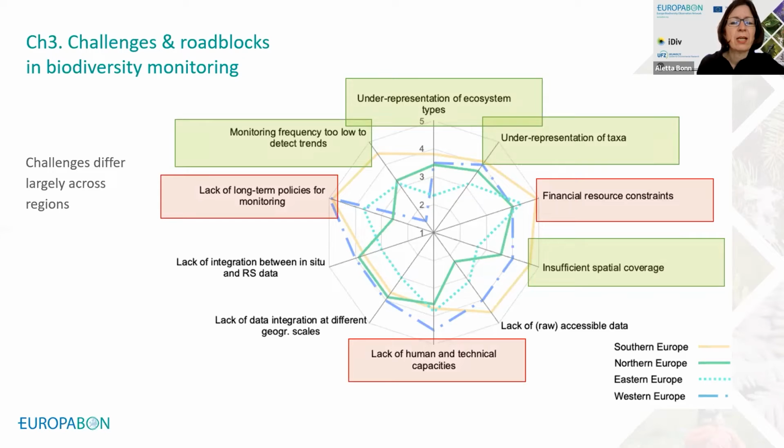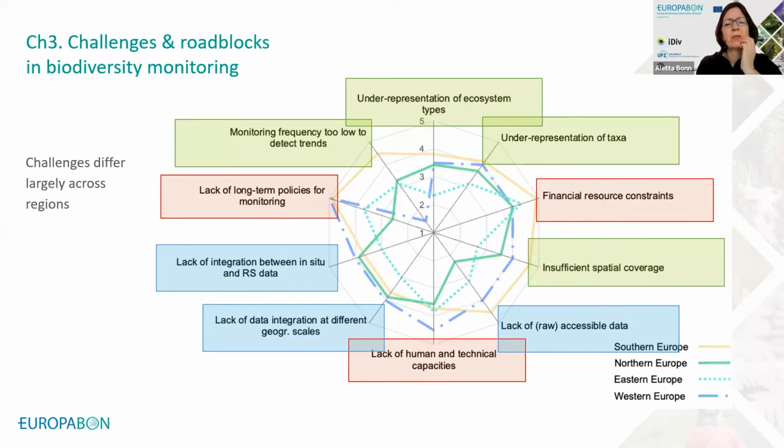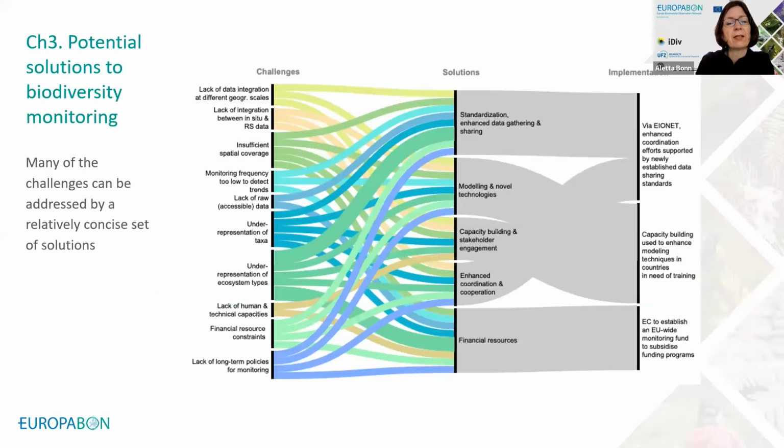If you click the next one, obviously the lack of long-term policies, which affected especially Southern Europe, as well as parts of Western Europe, but Eastern Europe didn't think that this was the case. Financial resource constraint was for everyone, but lack of human and technical capacities was differing. And then lastly, for many there was a lack of integration. I think we can cover this, and I hope that with EuropaBON we can come to some solutions. So I'm moving to those in the next slide.